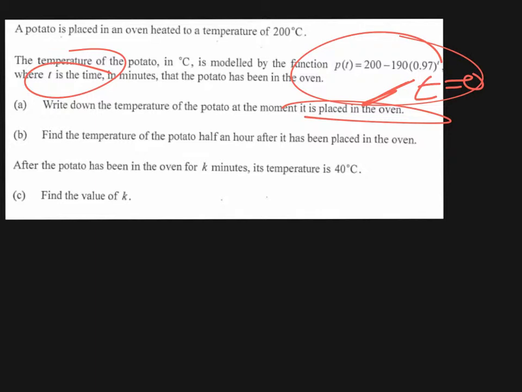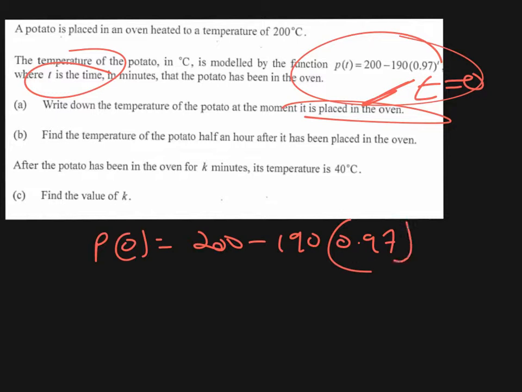The instant it is placed in the oven. So if you take your formula, you are in effect being asked to find P of 0, which is going to be 200 minus 190 times 0.97 to the power 0. As we mentioned earlier, anything to the power 0 is going to be equal to 1. So this is going to be 200 minus 190, which is going to give us 10 degrees C.